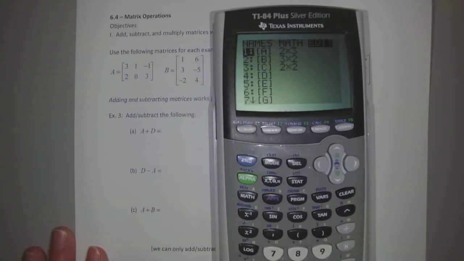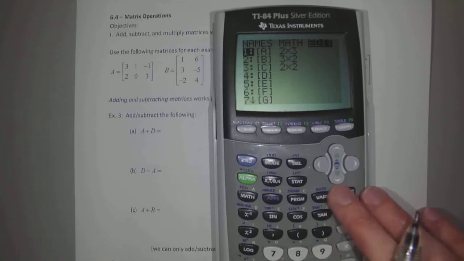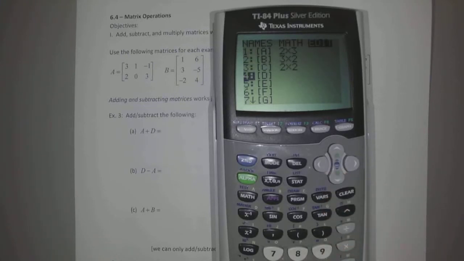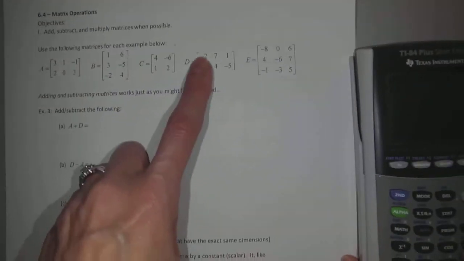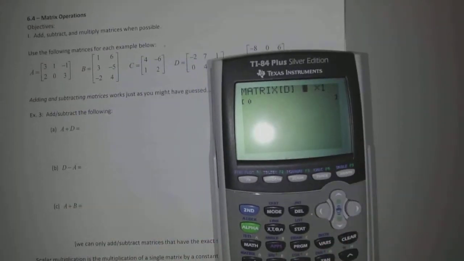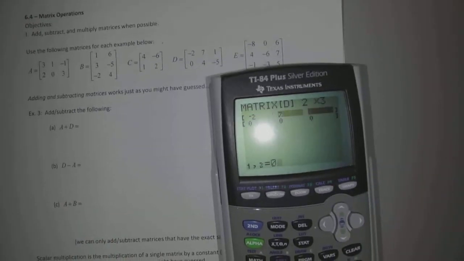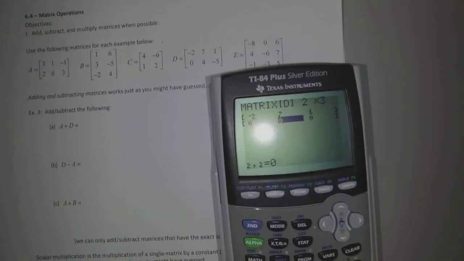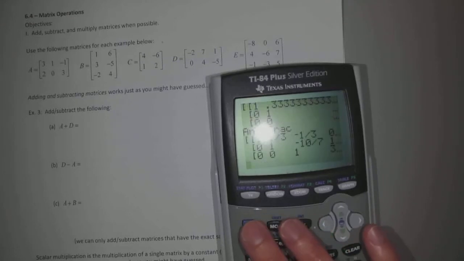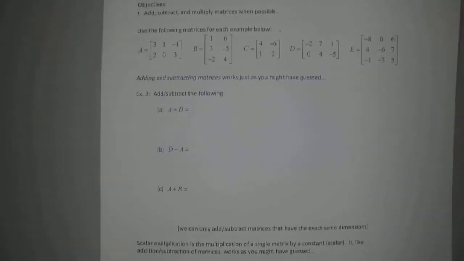Do second matrix. I'm going to edit D, and I'm actually going to go down to D, so I keep that in mind, because you could put it in C, but then it'd be confusing. So I'm going to go all the way down to D, because it's the only other one we're using. And D is a 2 by 3, okay? So negative 2, 7, 1, 0, 4, negative 5. Is that okay? So we have everyone in there. I know Gavin doesn't have his calculator right now, but he can actually do A, B, and C with us.